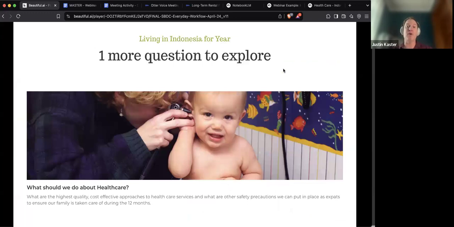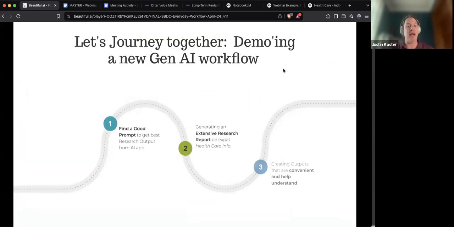So I have another question in addition to renting. It's like, how do you do healthcare, right, in living abroad? It's like a big mystery to my wife and I. So it's one of the many questions we have. And so for this process, I'm going to show you how we piece together information that can get us up to speed on how to think about that important question.